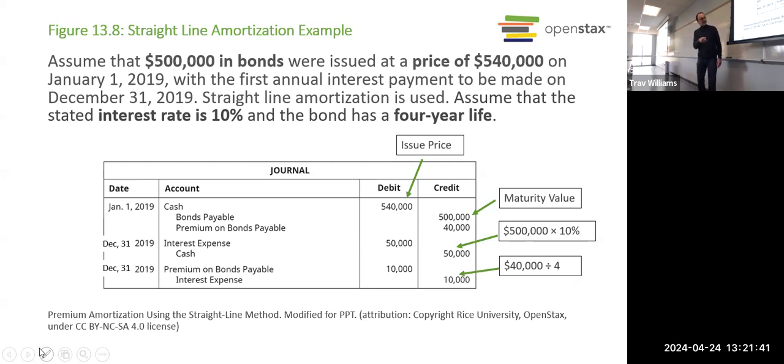That looks like this. It's a debit to premium on bonds payable. So you're decreasing the amount of your bond payable with the debit. And it's a credit to interest expense. So you're decreasing your interest expense with the credit. That's the amortization of the bond. All right. And that's the simple way. So any questions on the straight line method of amortization?